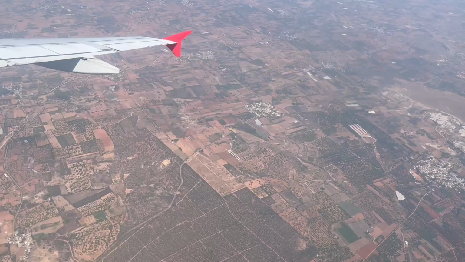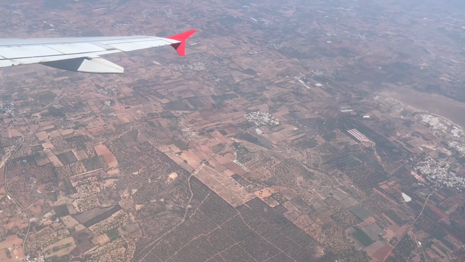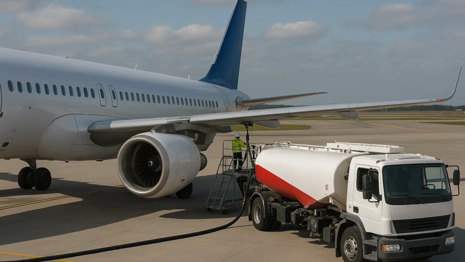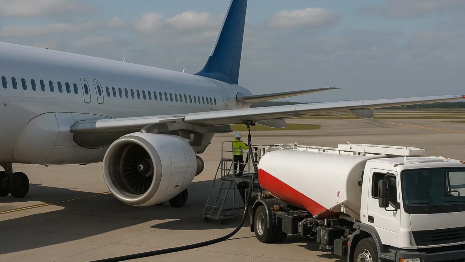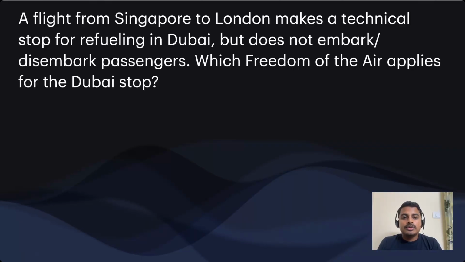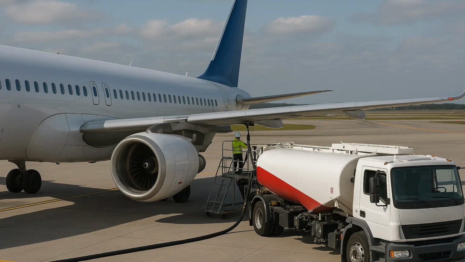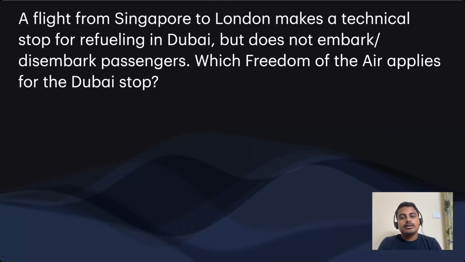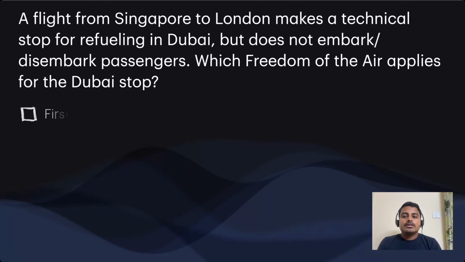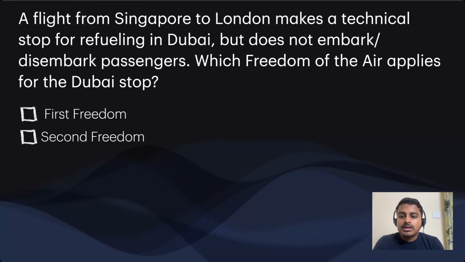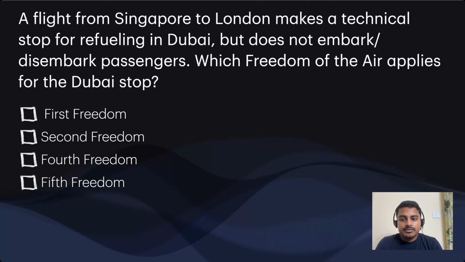A flight from Singapore to London makes a technical stop for refueling in Dubai, but does not embark or disembark passengers. Which freedom of the air applies for the Dubai stop? So there was a flight which stops in Dubai only for refueling, it's not embarking or disembarking passengers. Which freedom of air allows this kind of situation? The options are first freedom, second freedom, fourth, or the fifth freedom.